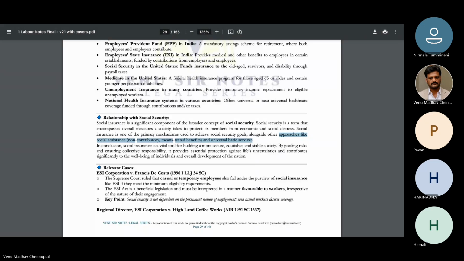Correct. So, in conclusion, social insurance is a vital tool for building a more secure, equitable and stable society by pooling resources. Okay. Shall I read the cases? Yeah. Relevant important cases.